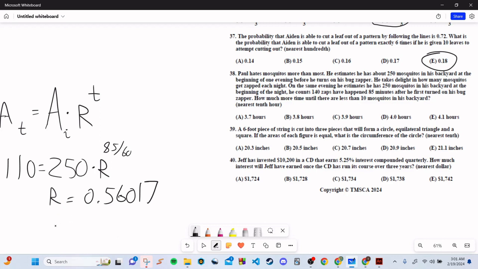Alright, and so we want to know how much more time there will be such that there are less than 10 bugs in this yard. So we're going to set 10 equal to 250 times our rate raised to the power t. We're going to solve for t.